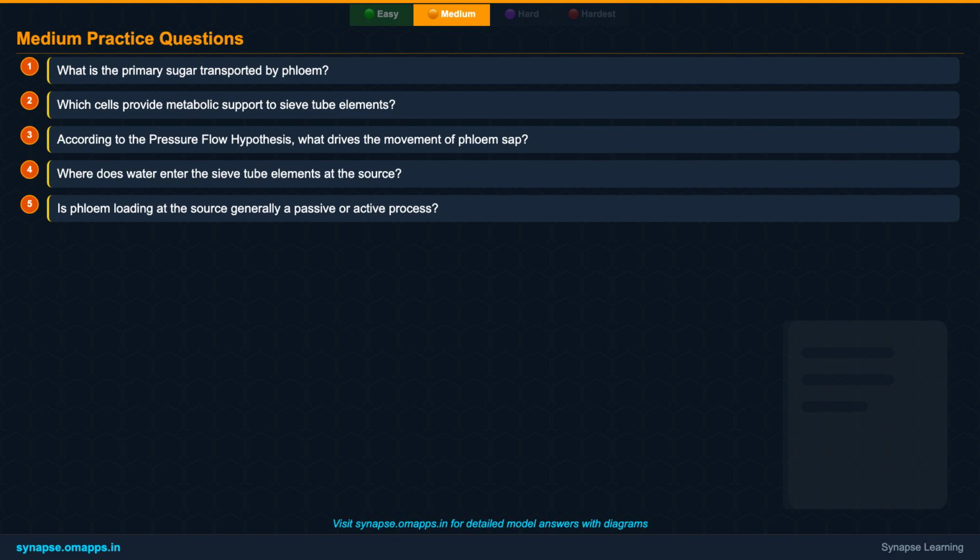Alright, it's time to consolidate your understanding of the medium-level concepts. Here are 5 practice questions. Take your time, think through the pressure flow hypothesis, and recall the functions of the different phloem components. This will reinforce your learning before we tackle more advanced topics.